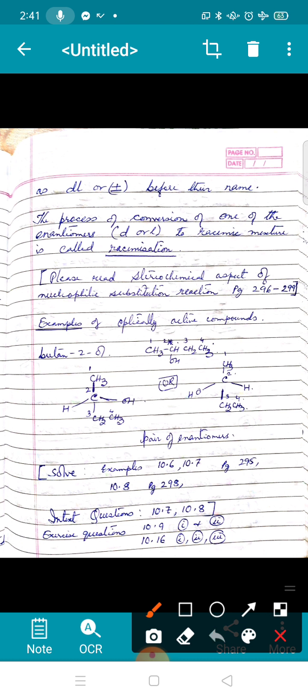So the first condition for a compound to be optically active is that the carbon should be sp3 hybridized. The second condition is that the four groups attached to the carbon are all different. Then such compounds are optically active. And what's the relation between optical isomers? They are non-superimposable mirror images. I have given here some exercise questions and in-text questions to work out. These are very simple, so please solve them and send them to me for corrections.